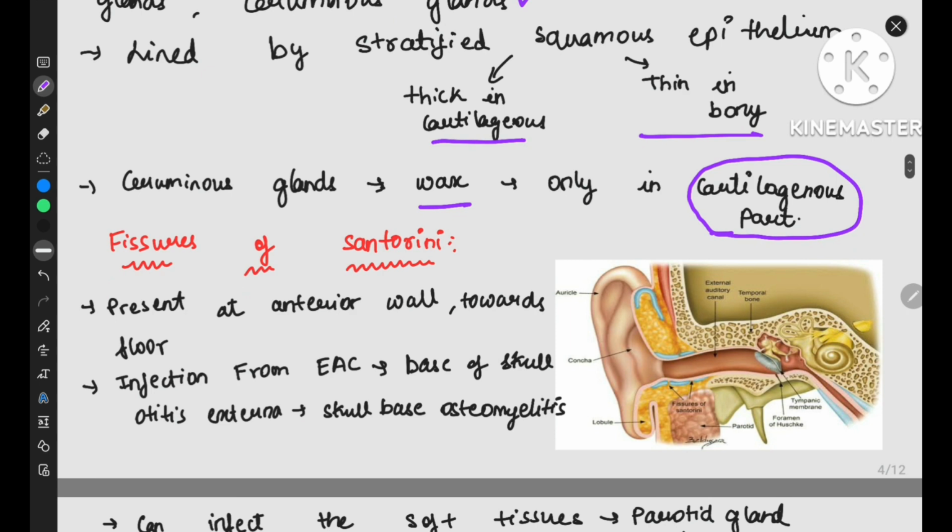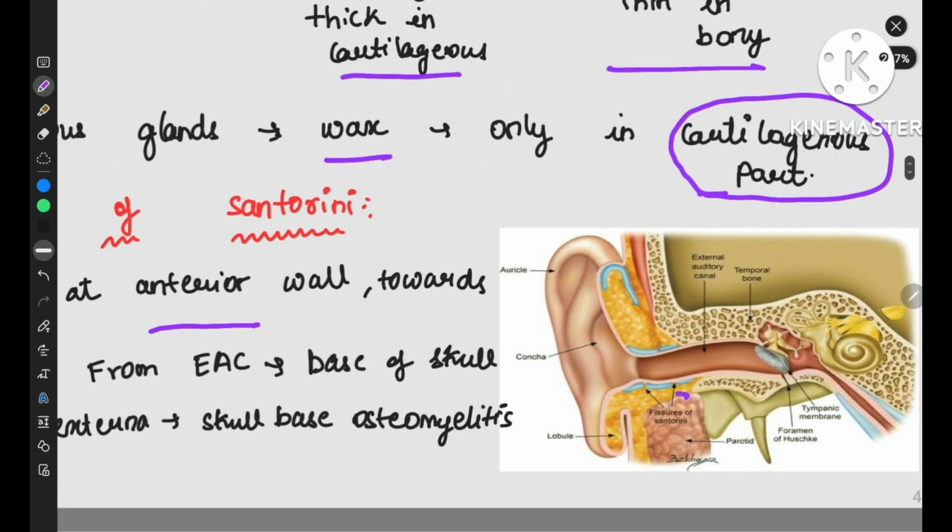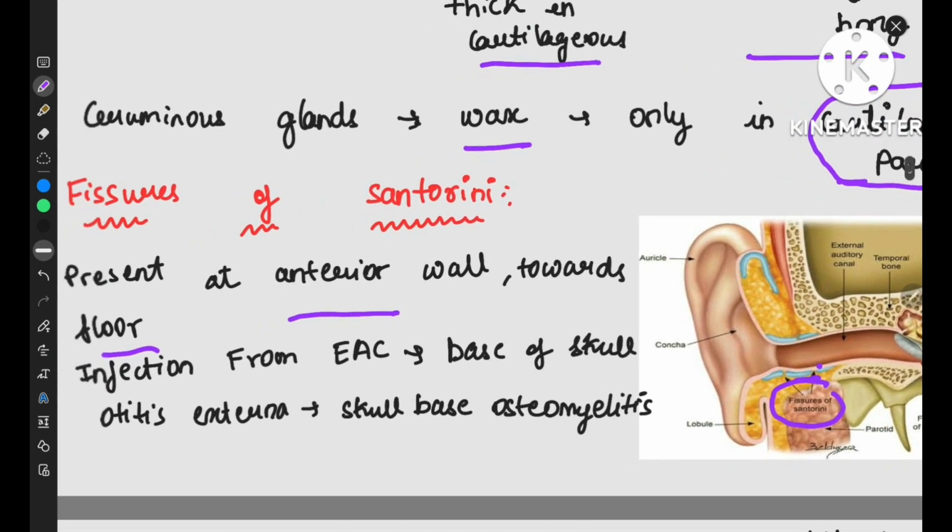Fissures of Santorini. These are present in the anterior wall towards the floor. See here, this is the external auditory canal and we find the fissures of Santorini. These are the fissures of Santorini, in the anterior wall towards the floor. This is the floor of the external auditory canal.